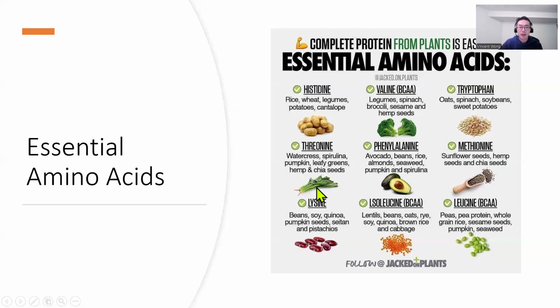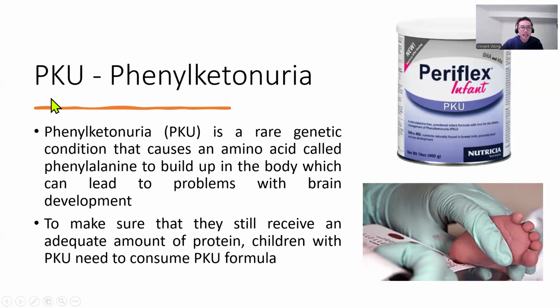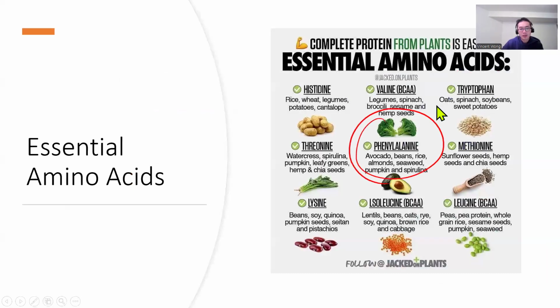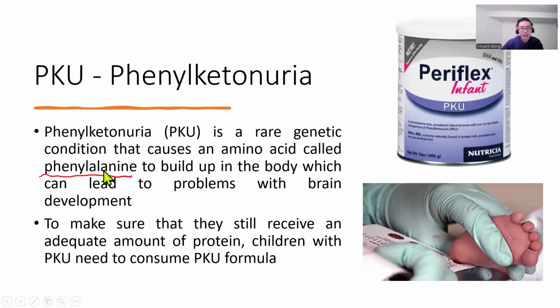There are some conditions where a person is not able to break down certain amino acids, and so you would try to avoid some of these foods. One such condition is called PKU, which stands for phenylketonuria. PKU is a rare genetic condition that prevents the person from breaking down phenylalanine. You can see over here, phenylalanine is one of the essential amino acids. So if your body cannot break it down, then the phenylalanine starts to build up inside the body.